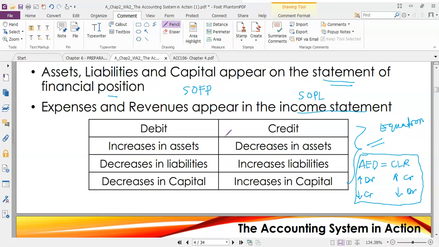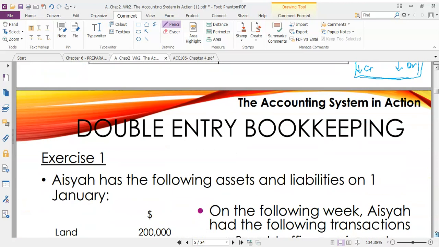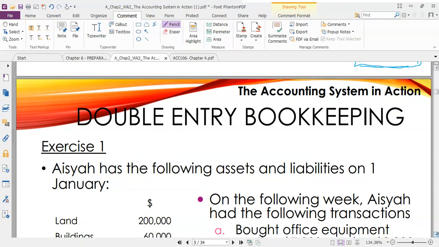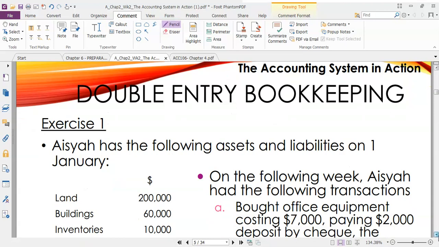Kalau you rasa mengelirukan, confusing dalam ni, you boleh refer kepada formula yang saya dah bagi. AED is equal to CLR. AED if increase, we must put in debit side. If decrease, we must put in credit side. CLR increase, credit. CLR decrease, debit. So kena ingat. Exercise yang ni dia macam pening sikit kalau you tengok. Saya tengok pun pening.